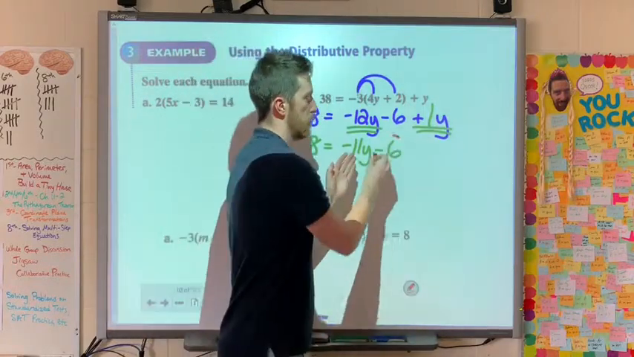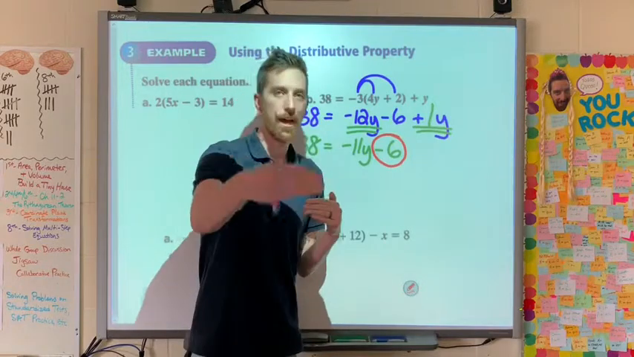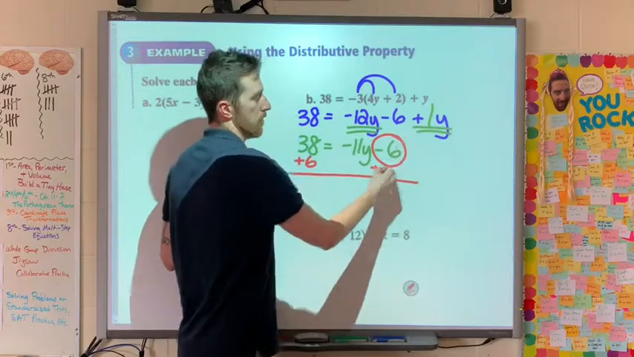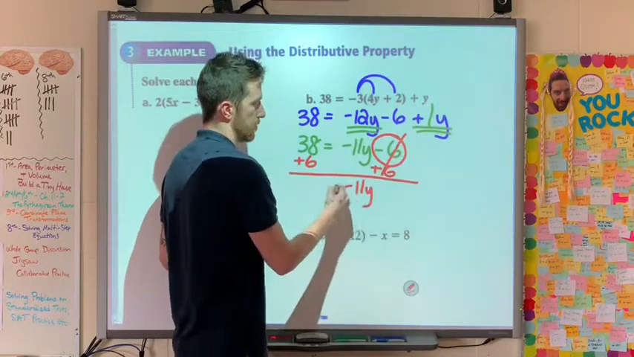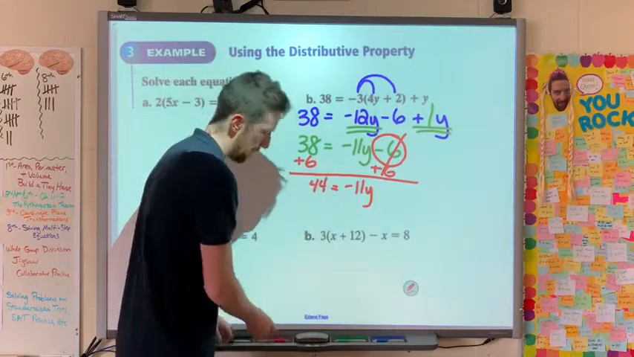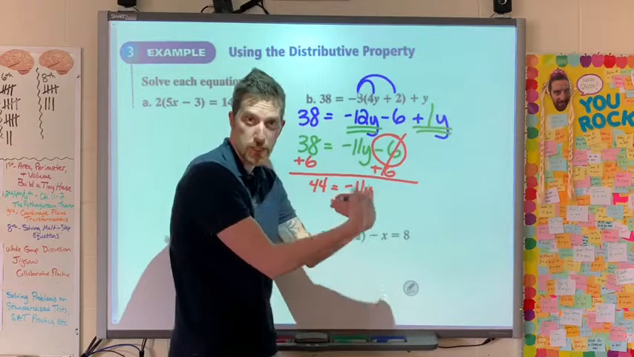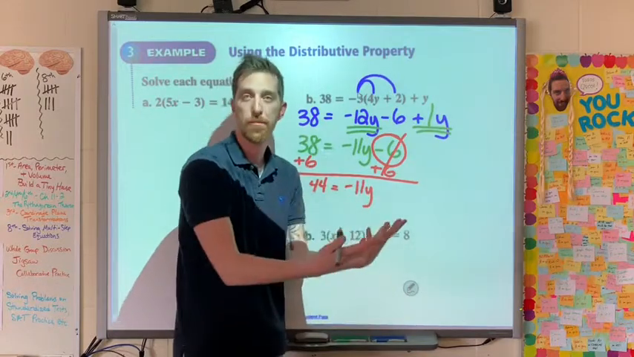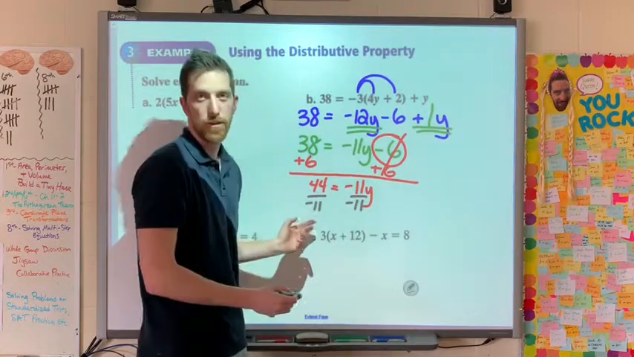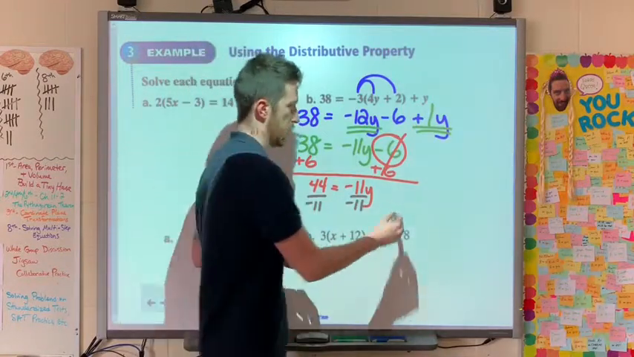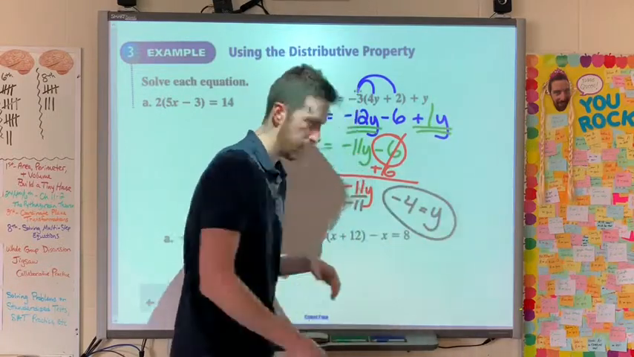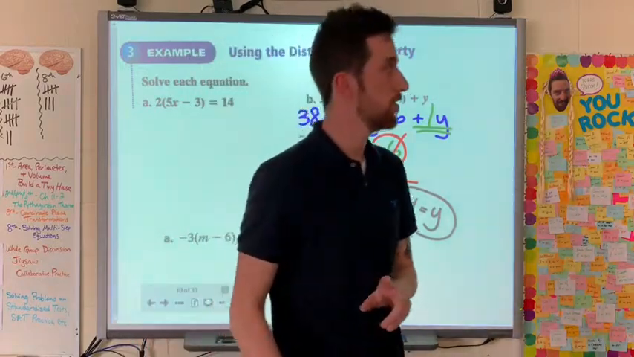So how do we get rid of -6? We add 6 to both sides. Those cancel out. We got a -11y. 38 plus 6 is 44. Last step. This is multiplication. They're next to each other. So to cancel that out, we can divide both sides. Positive divided by negative gives us a negative, which comes out to -4. That was crazy, and that's about as crazy as this is gonna get.